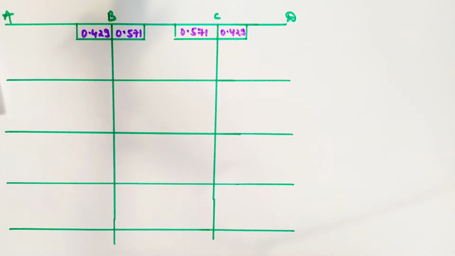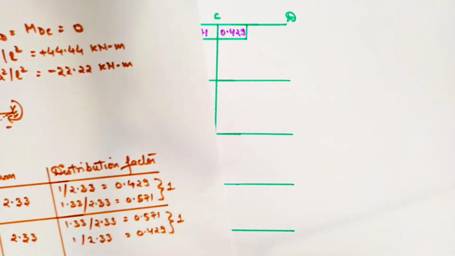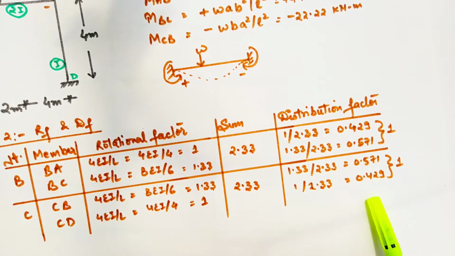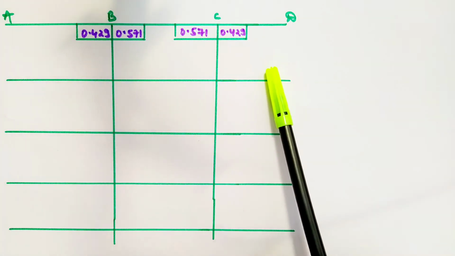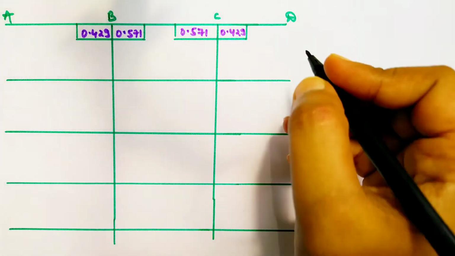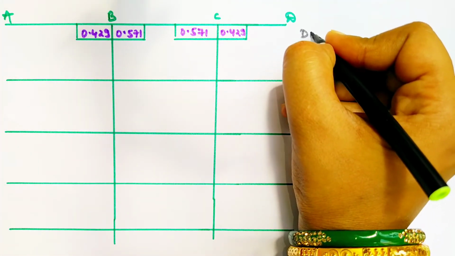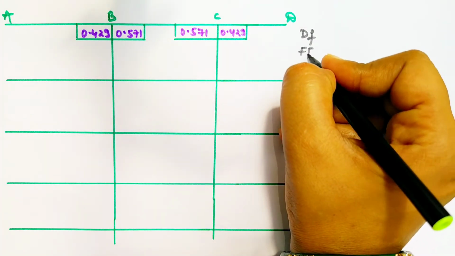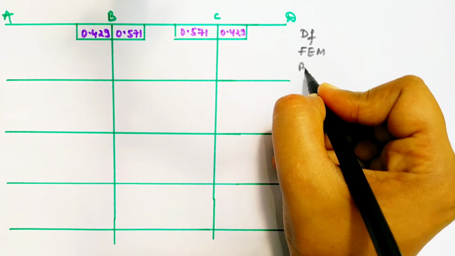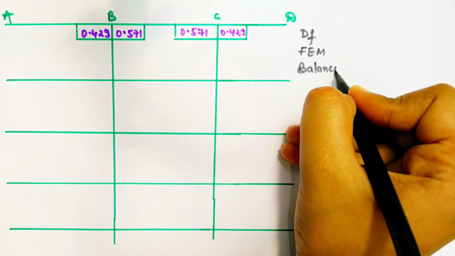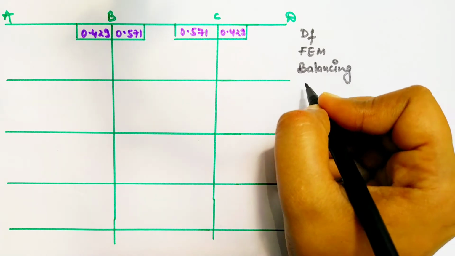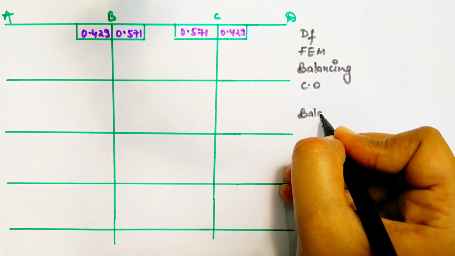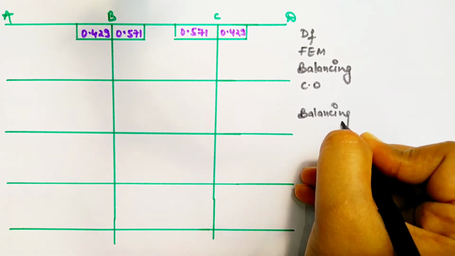So now we are coming to the moment distribution table. From here we will substitute the value of DF, that is the distribution factor, into the table. Now the fixed end moments, whatever fixed end moments came, we have to write that. So I am writing DF, fixed end moments, balancing. Next is your carryover. This is the format which we are going to follow. Next is your balancing and then again your carryover.